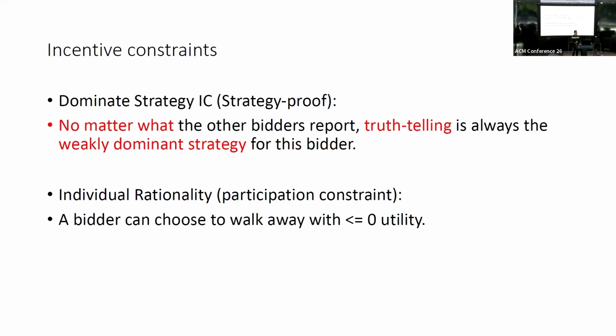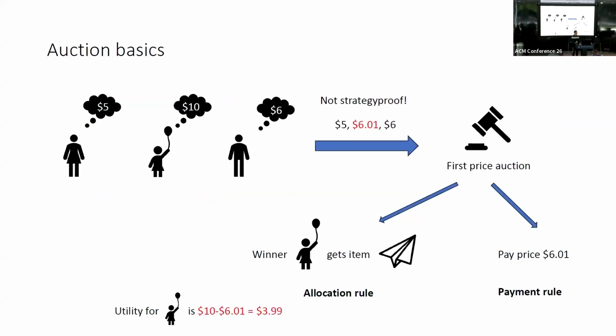And of course, there's also the individual rationality constraints, which hold that the bidder can't walk away with less than zero utility. So in this example that we have, we see that the first price auction is not strategy proof or DSIC, in the sense that the second bidder can simply deviate to a lower bid, for example 6.01, so that he still walks away with the item at a lower price.